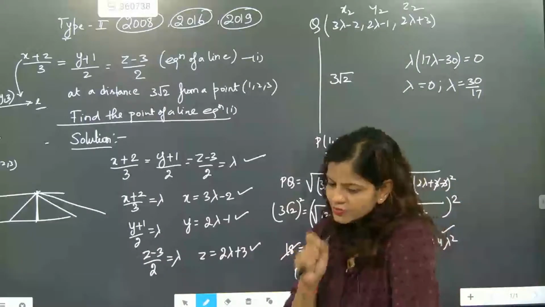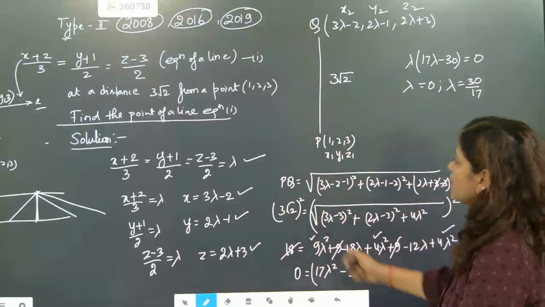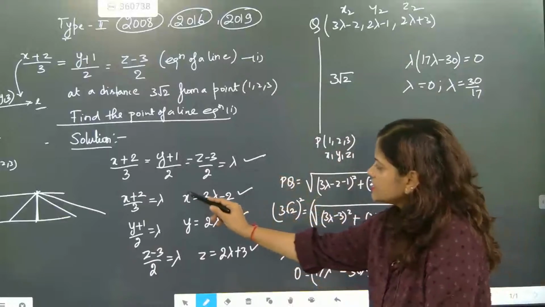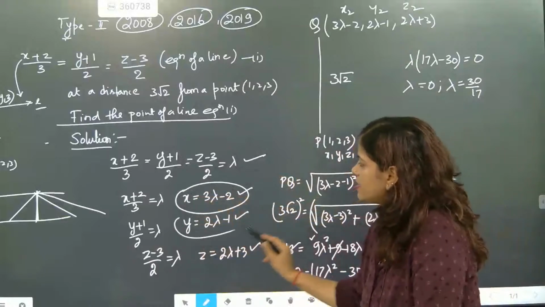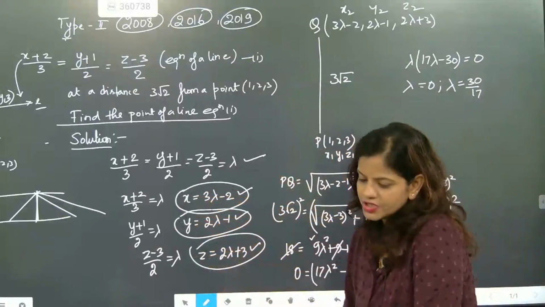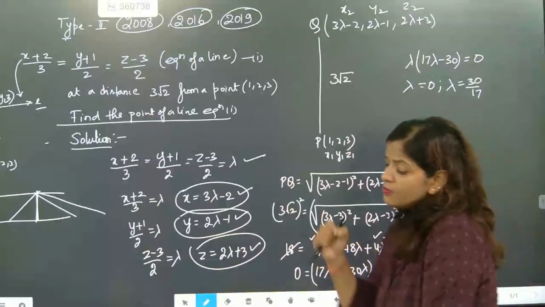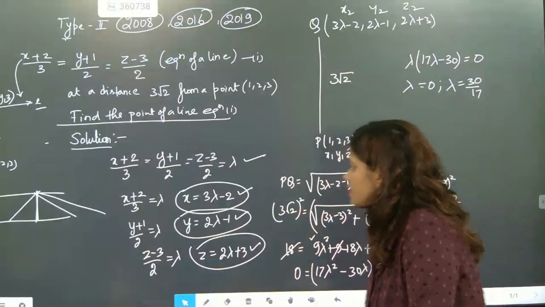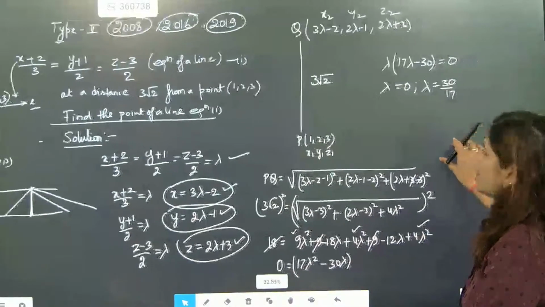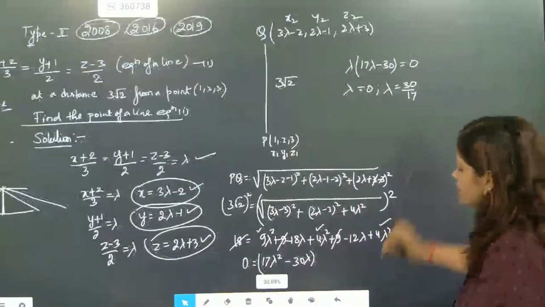Now only one small work remains, and that is to substitute the values of lambda into x, y, and z. You will be getting the point Q. So what all will you have to do now? This is the last part of the question.